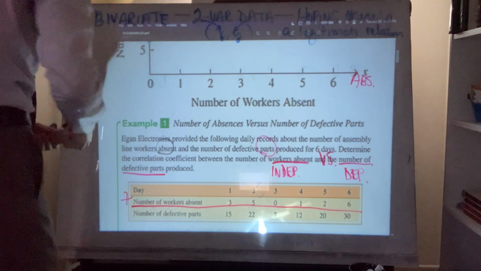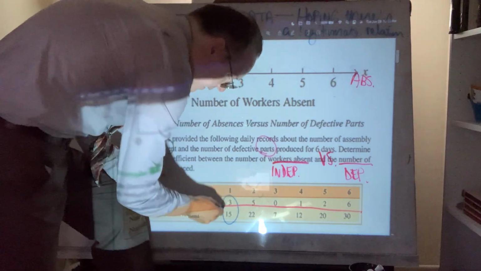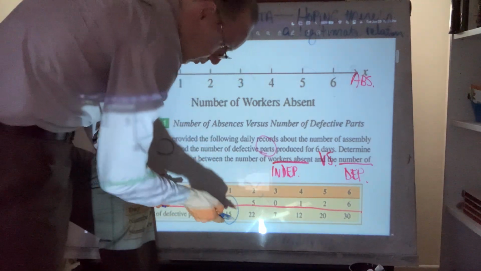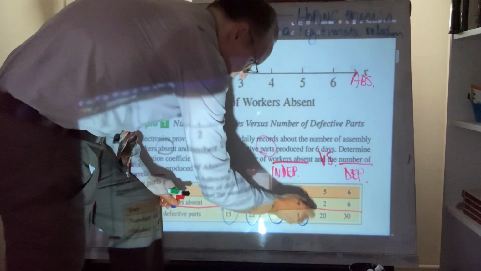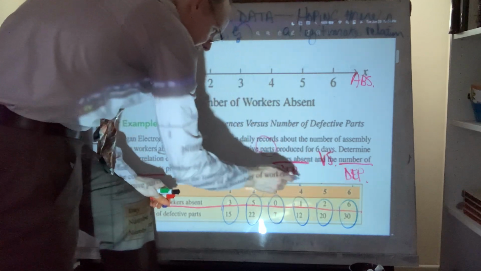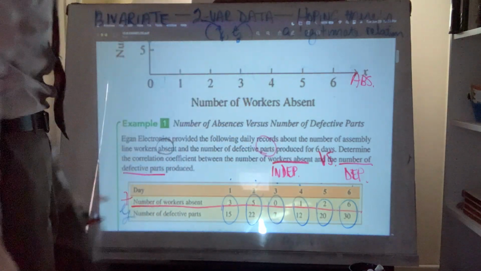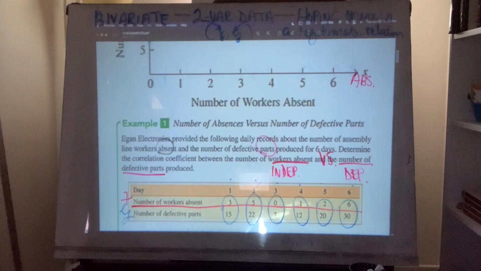And the number of defective parts is Y, right? Which means these two paired together are an ordered pair, X and Y. These are an X and Y. These are an X and Y. These are an X and Y, and so forth, right? This is just more or less a label that coincides. It's not these figures along the bottom, okay?